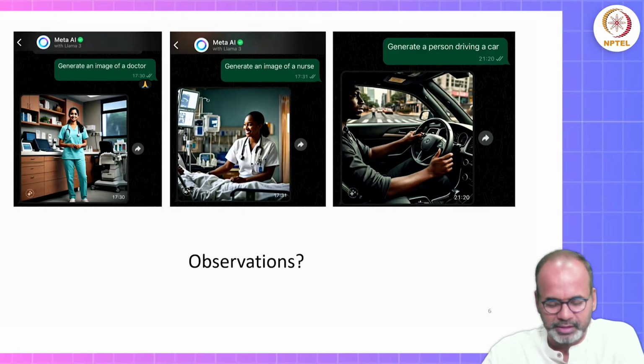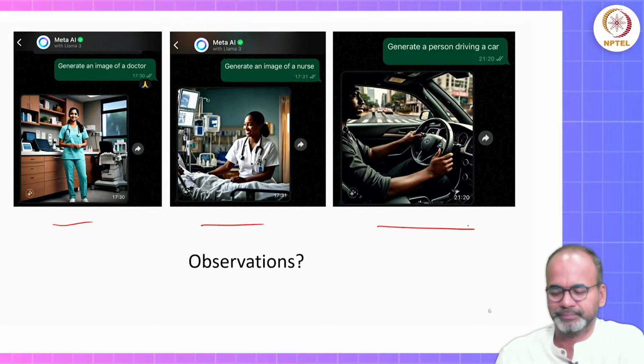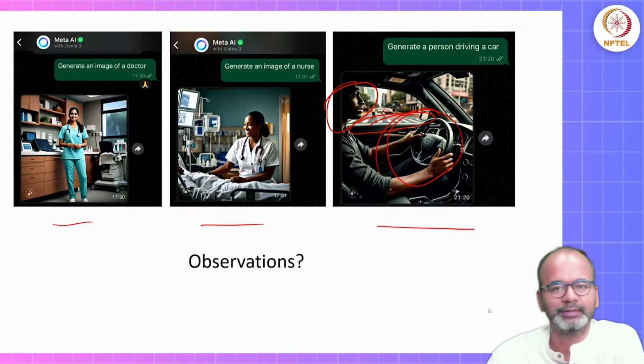So these are the three outputs that I got: a doctor, a nurse, and a person driving a car. It doesn't have to be a driver. This one is male. The roads don't look like they are from India, probably from the Western world. And the driving side is also on the left-hand side of the steering wheel.